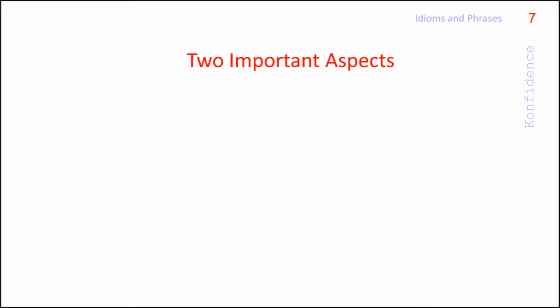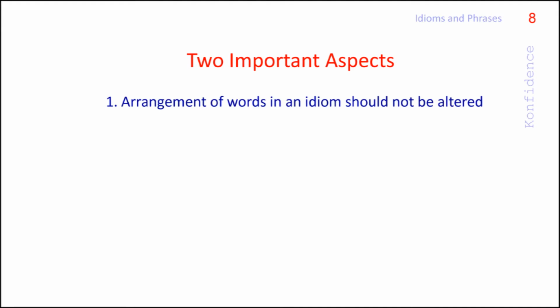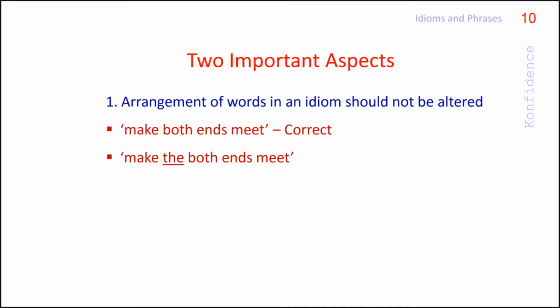Idioms have two peculiarities. 1. The arrangement of words in an idiom should not be altered, nor should any other word be substituted for a word in the idiom. For example, we must only say, make both ends meet. To say, make the both ends meet will be incorrect. Any other alteration will also render the idiom incorrect.